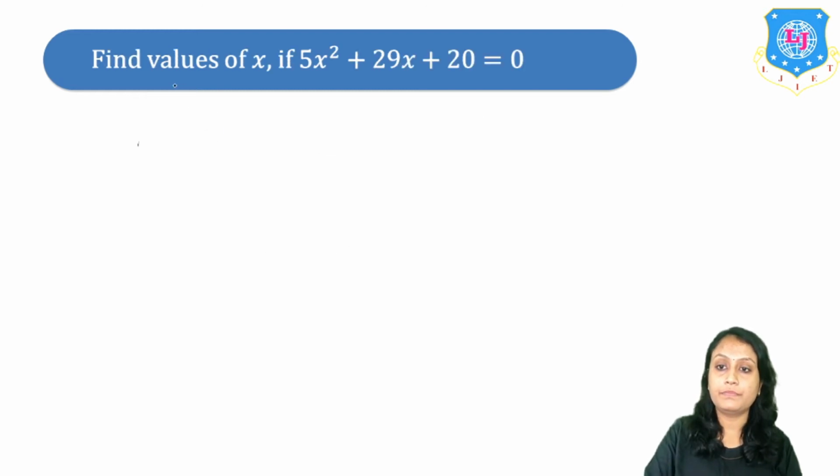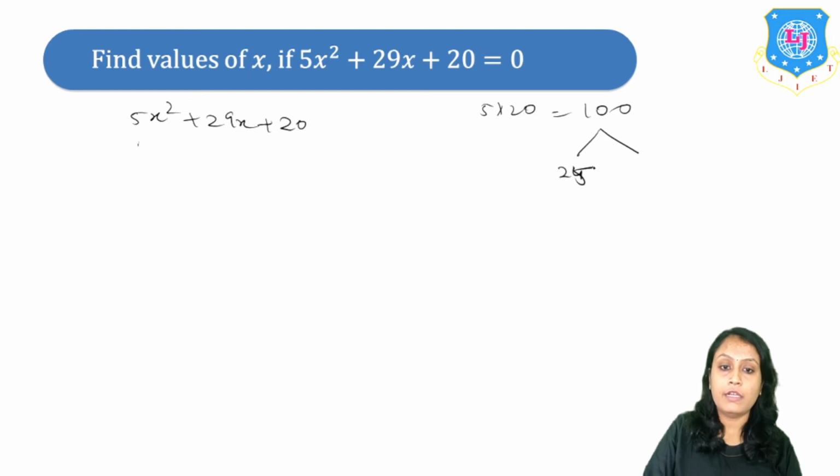Next example, find the value of x if 5x square plus 29x plus 20 equal to 0 is given to you. Okay, so this is given. So first multiply 5 into 20. Okay, so it will give you 100. Now we need to find the factors of 100, and its sum should be 29. Okay, so if you take 25 into 4, the multiplication is 100, and if you add them, you will get the answer 29.